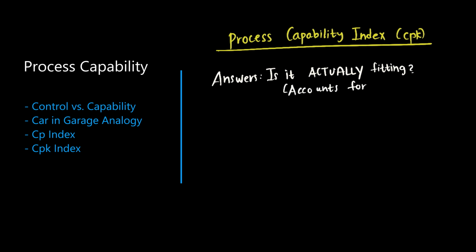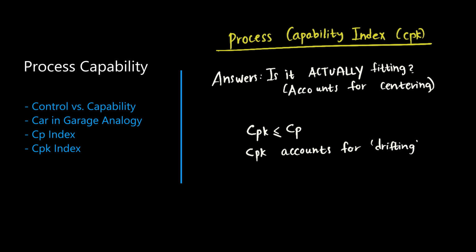It looks at the distance from your process average to the nearest specification limit. Therefore, CPK will always be less than or equal to CP. If they are equal, it means your process is perfectly centred. If CPK is smaller, it means your process is off-centre and is drifting closer to one of the specification limits, increasing the risk of producing defects.